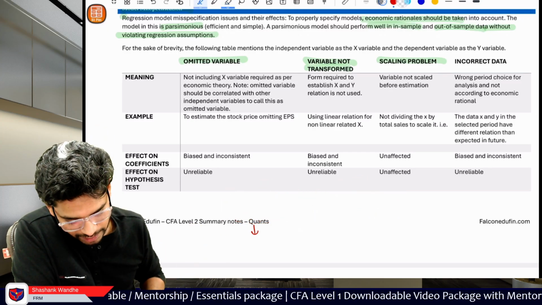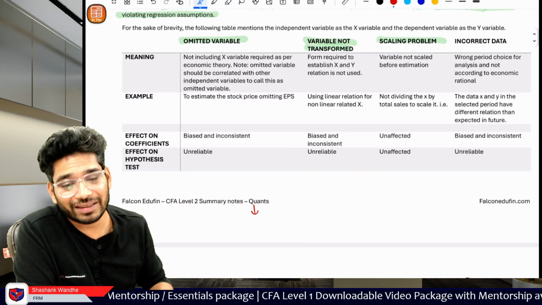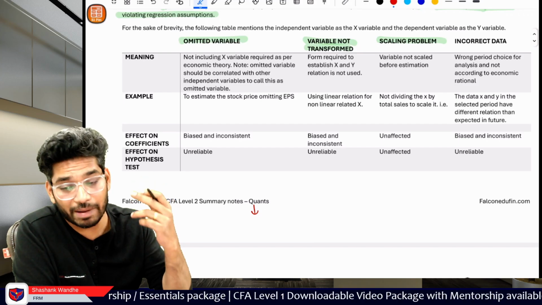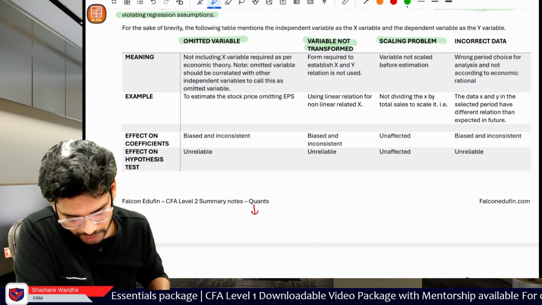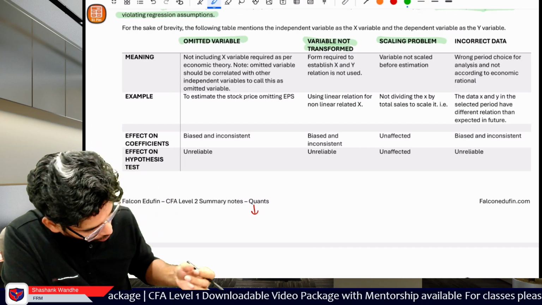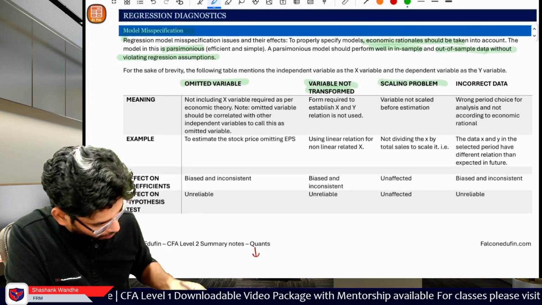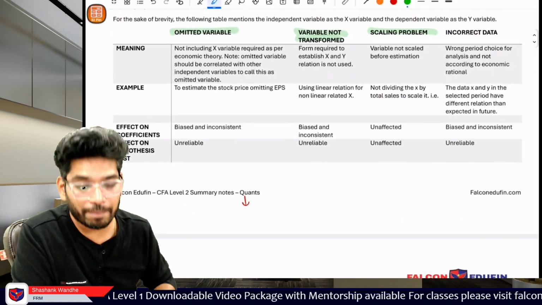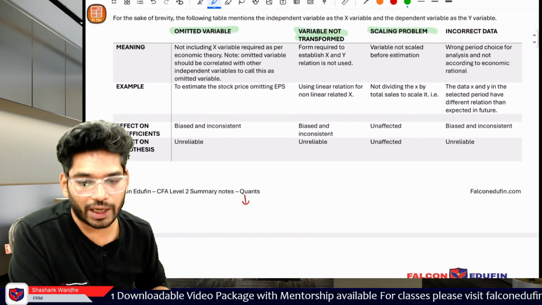So we have to see what is the meaning of the problem, what type of problem it creates. Again, as I said, you have to remember, mug up the concepts here. Even if you understand it, if you don't remember it on the exam day, it is going to create a problem for you.